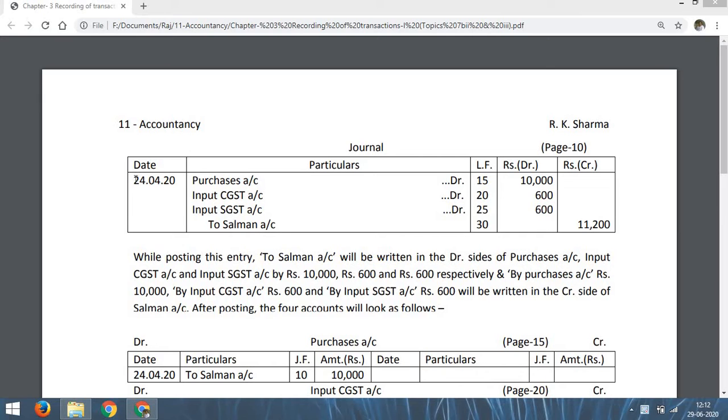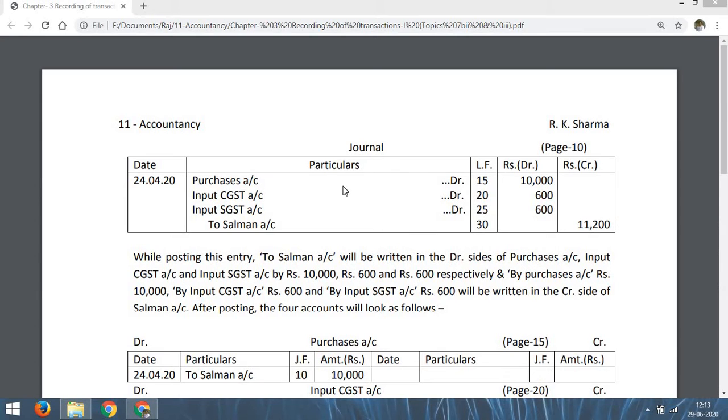Suppose this is the entry made on 24th April 2020. Suppose we have purchased goods for rupees 10,000 from Salman, on which we have to pay input CGST and input SGST at the rate of 6%. So the entry for that transaction is purchases account debit, input CGST account debit, input SGST account debit to Salman account. Purchases debit 10,000, input CGST debit 600, input SGST account debit 600 and to Salman account 11,200.